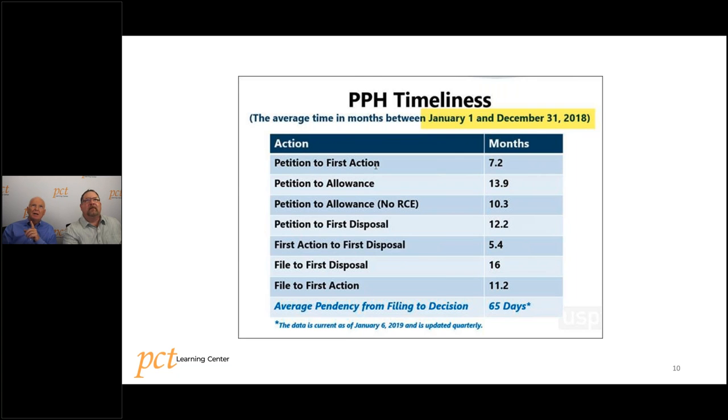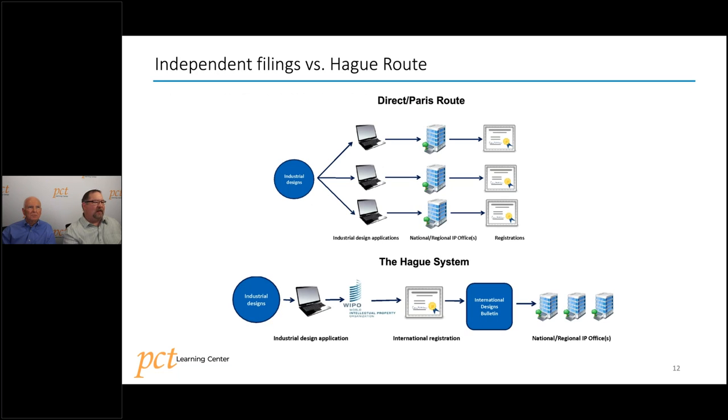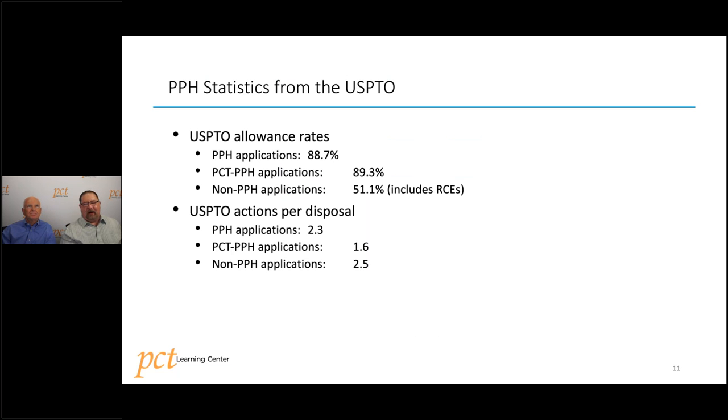Everything speeds up. But the best part of this is allowance rates. Look at the allowance rates of PPH applications, 90%. Now, I want you to tell your client, seriously, we don't want to do this because you might be subject to a 90% allowance rate at the US Patent Office. Yeah, the delta is almost 40%. Look at what the non-PPH applications are. 38% delta. Come on. And for God's sake, if you're in an area that has a low allowance rate, I mean, my goodness.